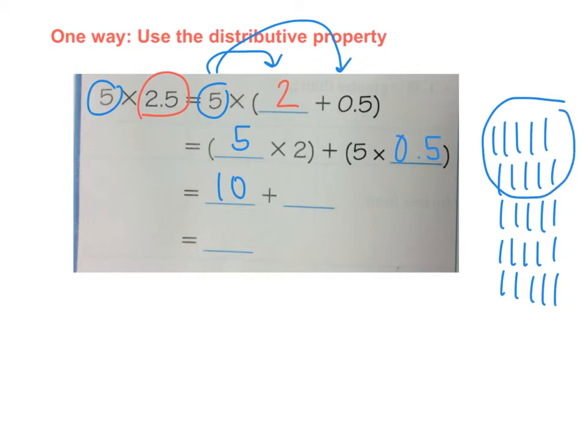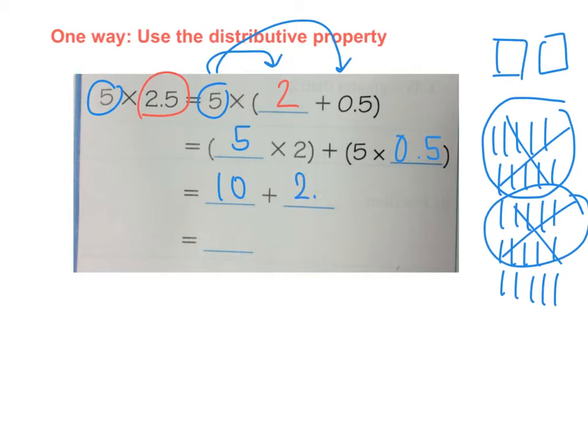I can trade these 10 tenths in for a flat. I can trade these 10 tenths in for another flat. Can I do any more regrouping? No. So let's look at what we have. How many ones do we have? 2. And how many tenths do we have? 5. So 5 times 5 tenths is 2 and 5 tenths.